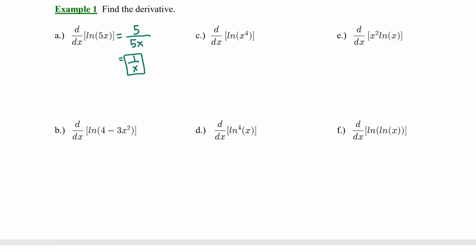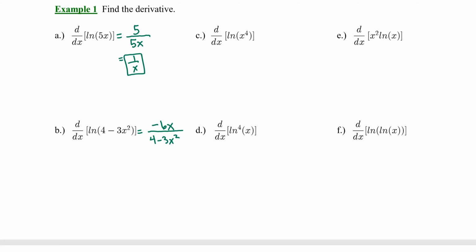It's a very simple process. Let's try example B. The derivative with respect to x of natural log of 4 minus 3x squared. Remember, the practice is to take the entire argument and put it in the denominator, and the derivative of that argument goes in the numerator. The derivative of 4 minus 3x squared would be negative 6x.